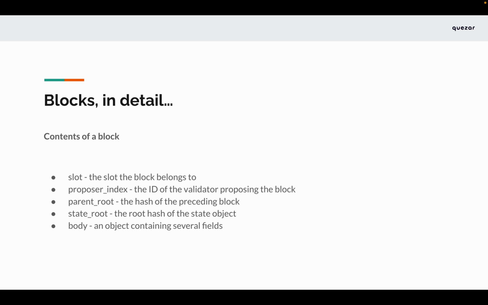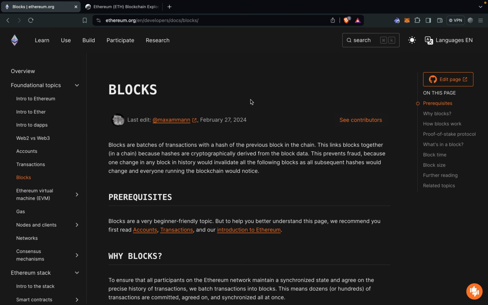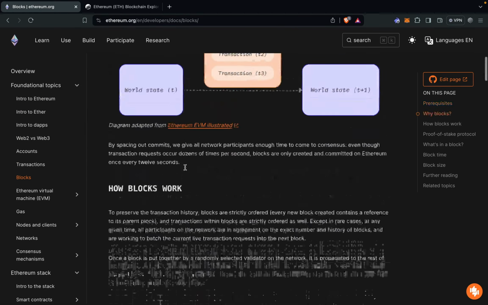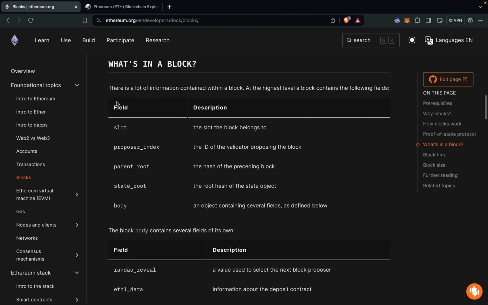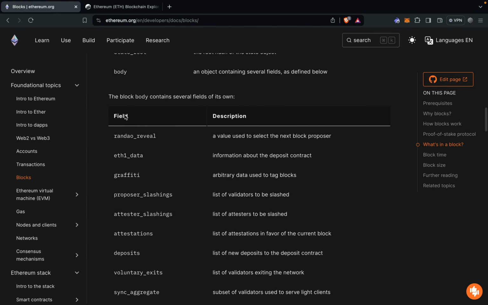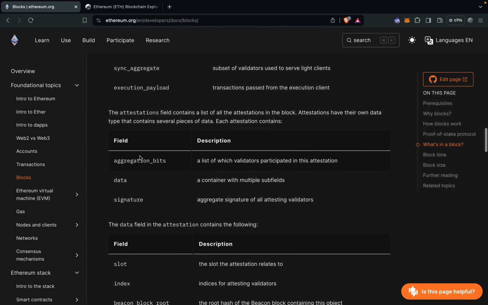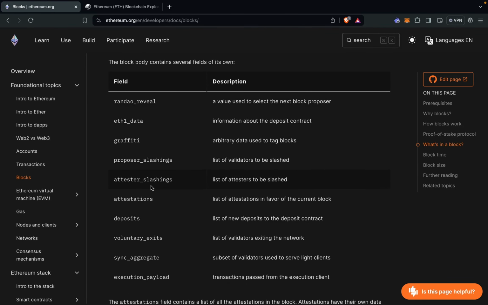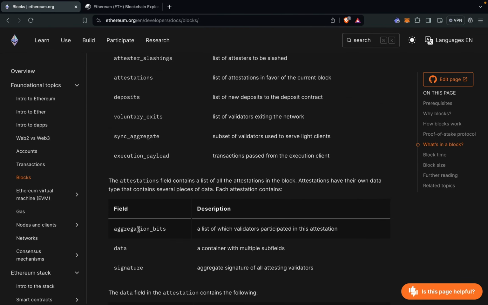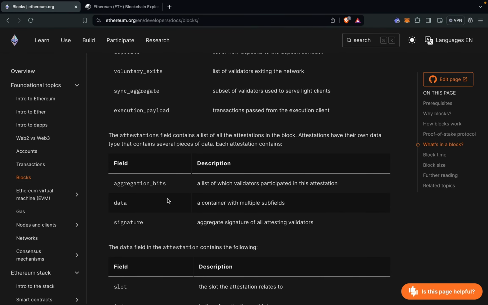So if you want a complete and exhaustive list of what all is there in a block, you can go to the developer docs, skip to the block section under foundational topics, and here you'll see a list of all of the things that are there in the block. So this is the main content list, and this is what all is there in the block body. And again, in the block body, each field can also contain a lot of data within it. Like in the block body, you have attestations, and then attestations will have a lot of data on its own.